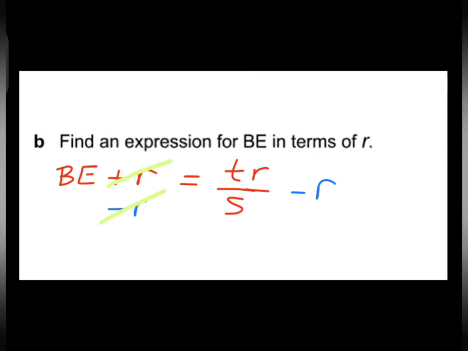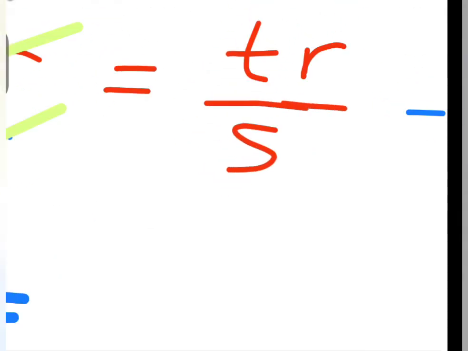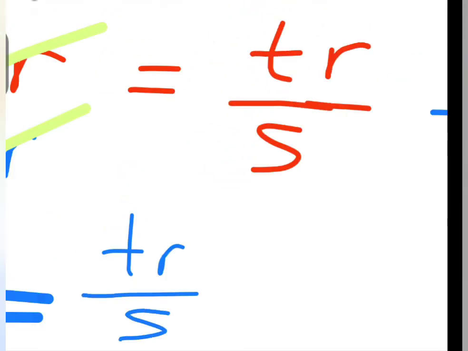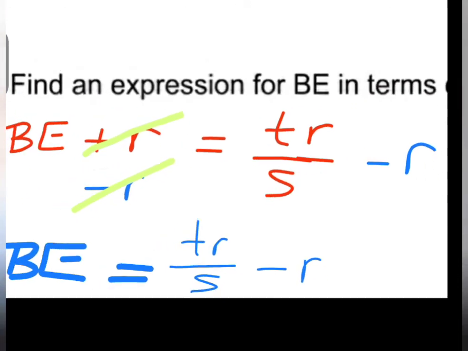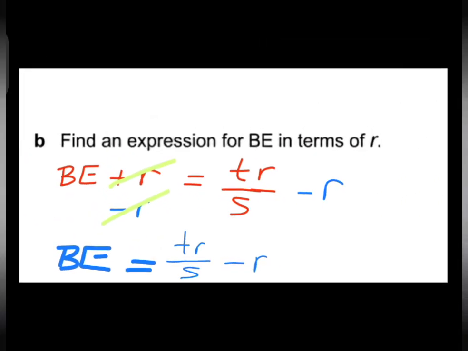Very good. BE equals TR divided by S minus R. So the difference between them is what? Is R. Very good. So just minus R from the old equation.